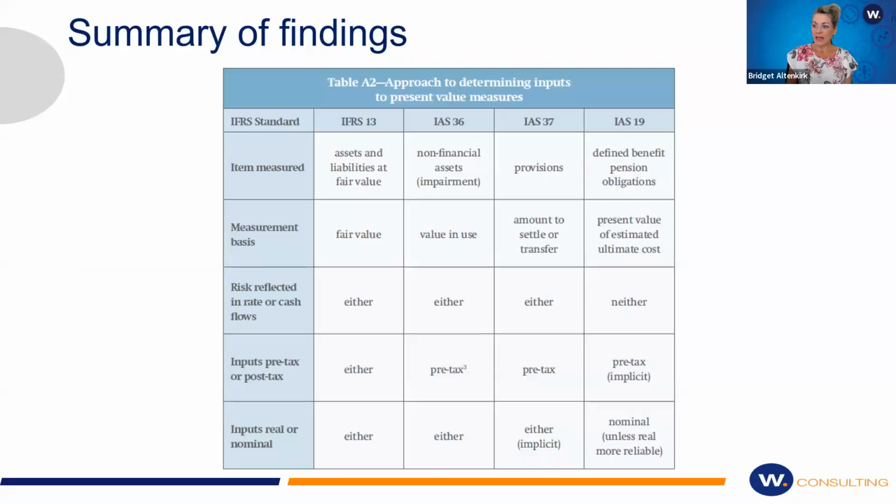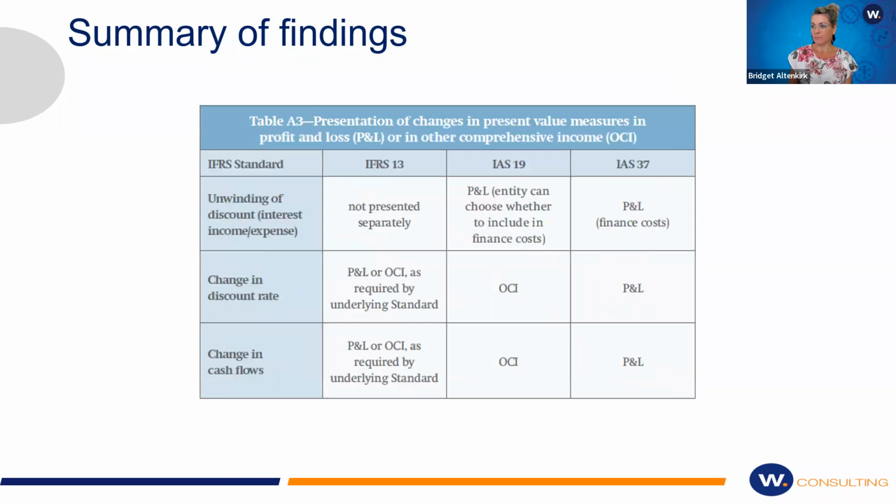The next few slides are just summaries of the board's findings, highlighting some of the differences between the two standards. I have covered some of these already on the previous slides. These slides are just showing the actual extracts from the board's paper. And then where things get disclosed, is it profit and loss or is it other comprehensive income?